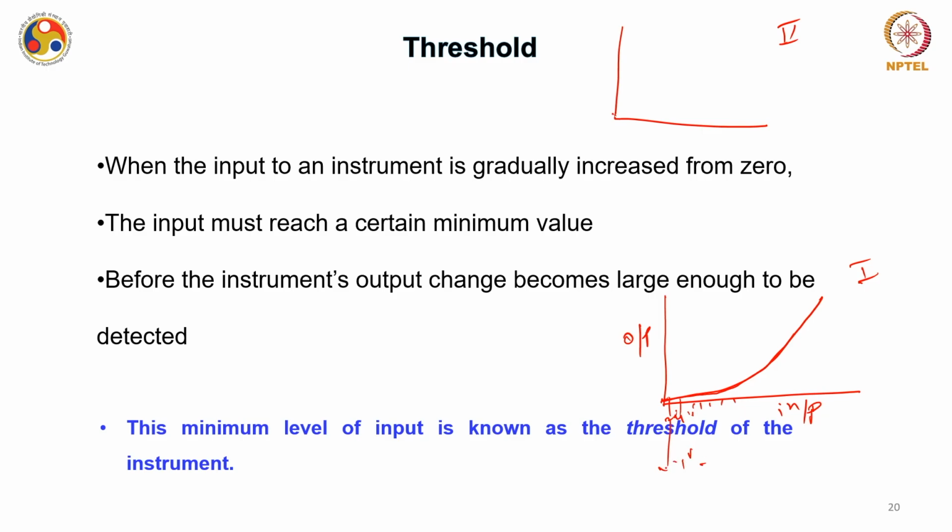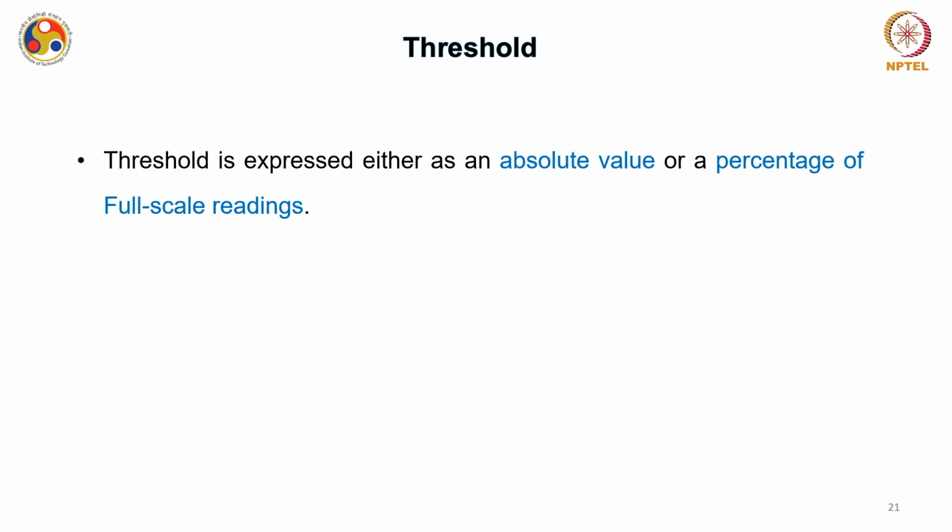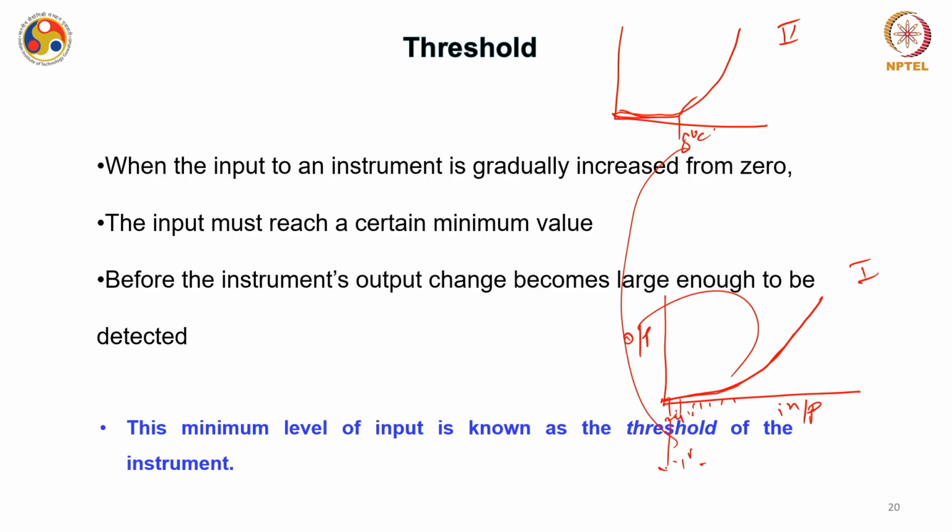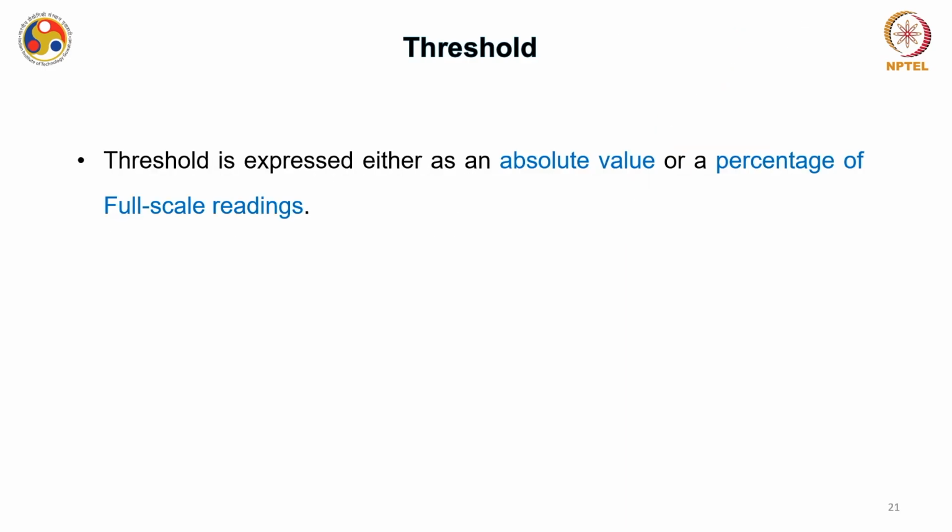Now, in this case, if I want to compare based on threshold, say the second one started responding at 8 degrees Celsius or so. If I compare this, the threshold of this particular device is much better as compared to the second one, right. So, I hope the concept of threshold is clear to you. Mostly this threshold is expressed either as an absolute value, as I have just mentioned, or sometimes it is also expressed as a percentage of the full scale reading.